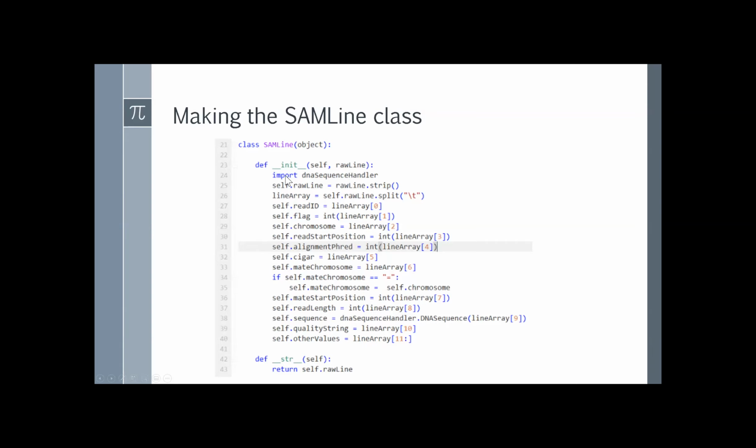We're also going to import the DNA sequence handler. And this is actually where you start seeing some of the power of object-oriented programming. Since we have our DNA sequence handler built and working, and we know how to interact with it, we're just going to import DNA sequence handler. That gives us access to all of the work we've already done. We don't have to copy paste anything in here and make this incredibly long. So the first thing we're going to do is self.rawline equals rawline.strip. That's just basically going to store the raw SAM line.